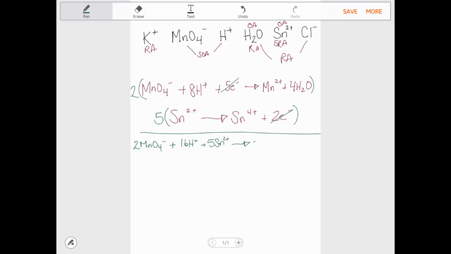I have 2 manganese as a product. I have 8 water molecules, and I have 5 tin 4 ions. Okay, so the question that we are asking here is what is the concentration of our potassium permanganate?